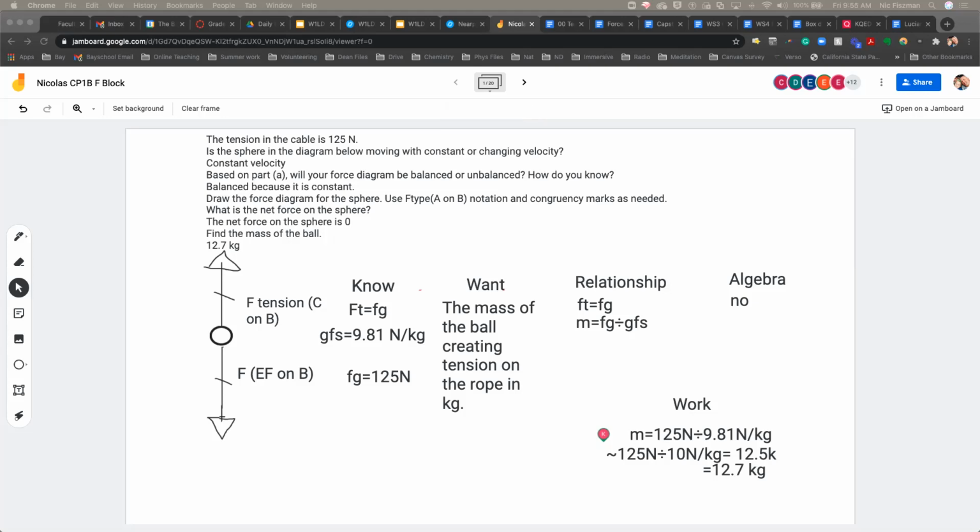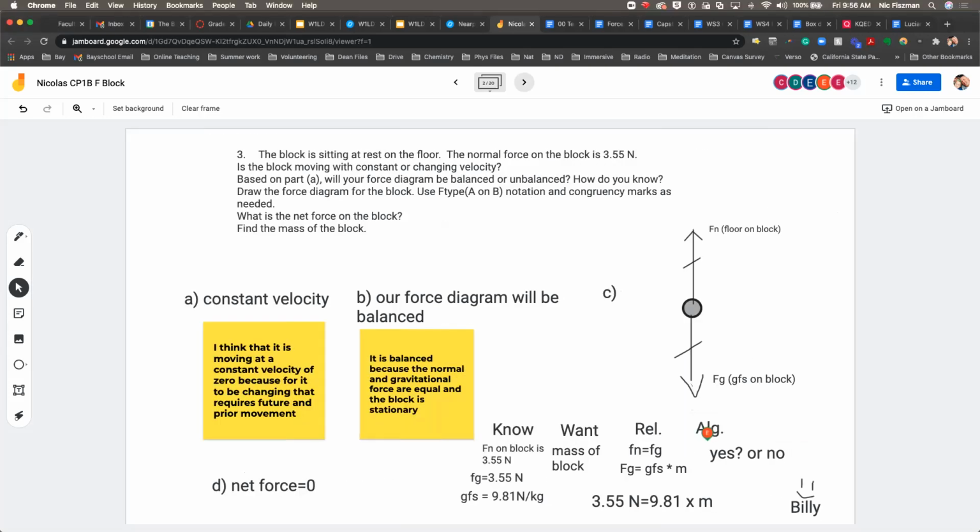I should also probably explain the beginning a little bit more. So, the sphere is at a constant velocity right now. And based off of that, we know it's balanced, because if it's a constant velocity, the forces will be balanced. Right over here, I don't know if there's a way for me to highlight that, but on our left there is a force diagram, and you can see the congruency lines representing that the forces are balanced. And we also know that the net force on the sphere is 0 because the forces are balanced. Okay, awesome.